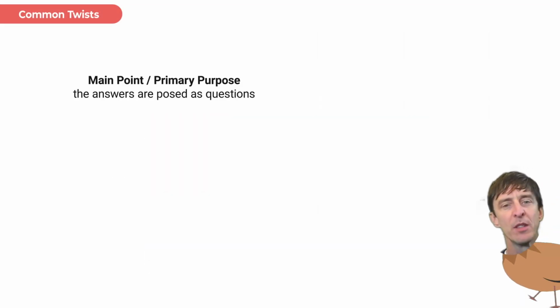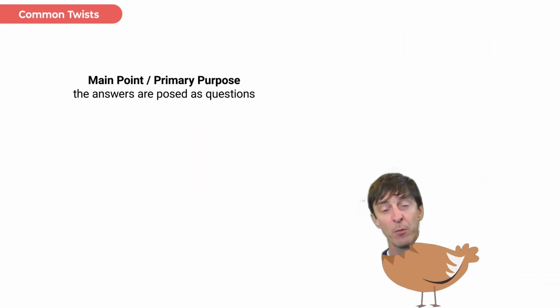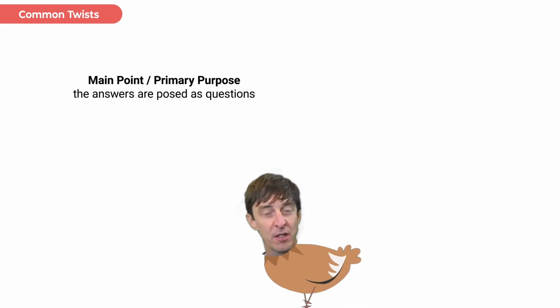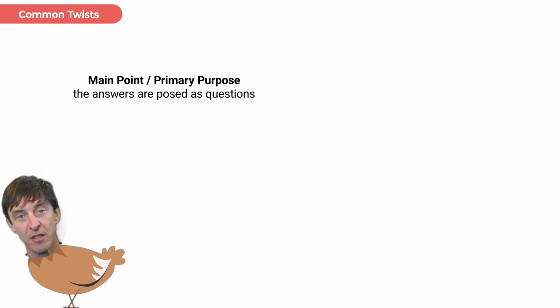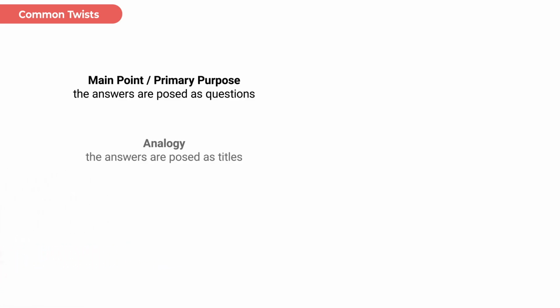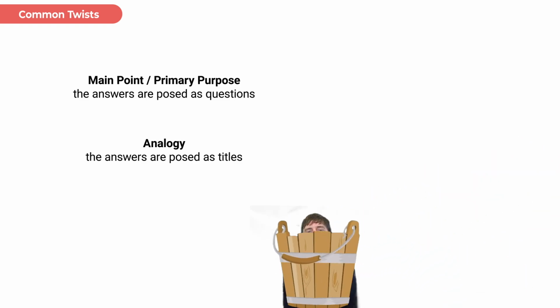There's a few common twists we see in comparative reading. When we do main point and primary purpose, the answer choices are often questions. They're asking us what question was the passage designed to answer. Analogy questions, the answer choices are usually presented as pairs of titles of these random articles we didn't read, and we've got to figure out from the titles what the relationship of the passages would have been.